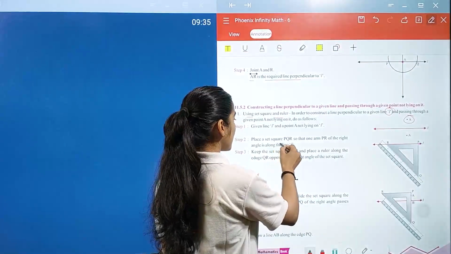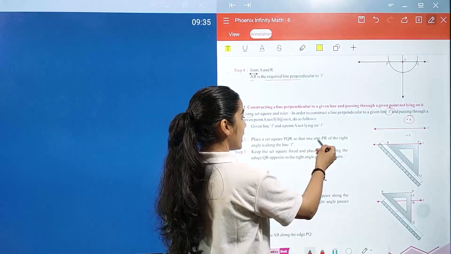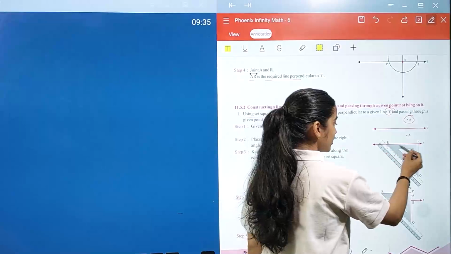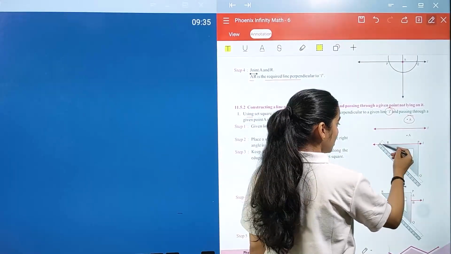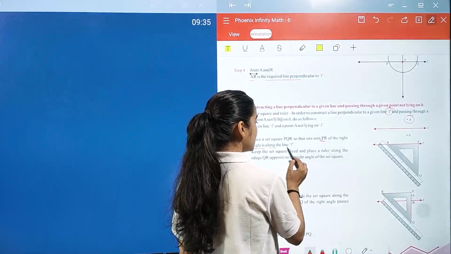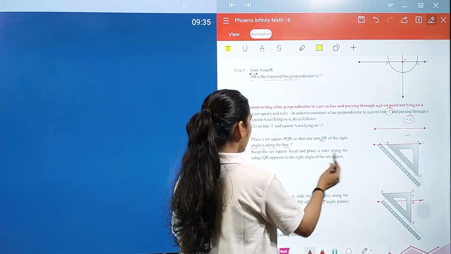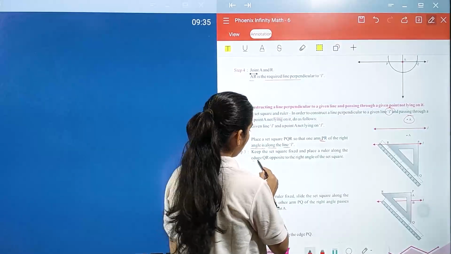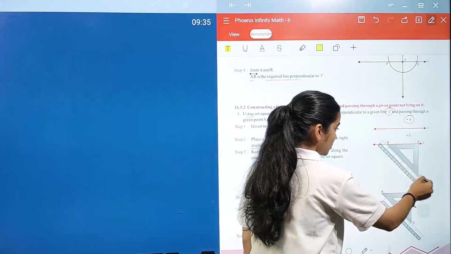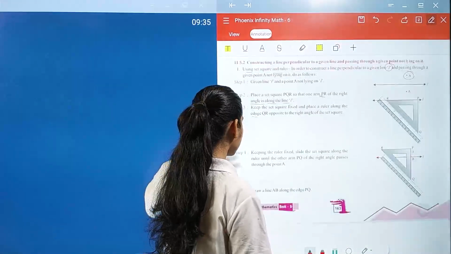Place a set square PQR so that one arm PR of the right angle is along the line. So you have to place your set square like this, so that the line PR of the right angle is along the line L. After this, keep the set square fixed and place a ruler along the edge QR, opposite to the right angle of the set square. So you have to arrange it like this, so that QR is opposite the set square.